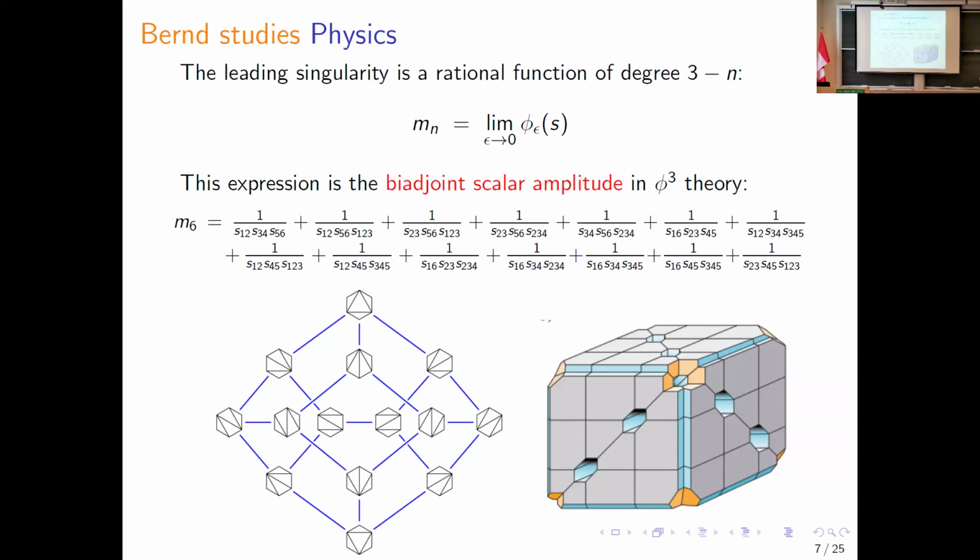So in our n equals 6 example, it looks like this. It has a name. It's called the bi-adjoint scalar amplitude in phi cubed theory. Never mind what these words are. But this is it. It's a sum of 14 terms, right? It's a rational function, homogeneous of degree minus 3. And it's the sum of reciprocal products of linear forms.